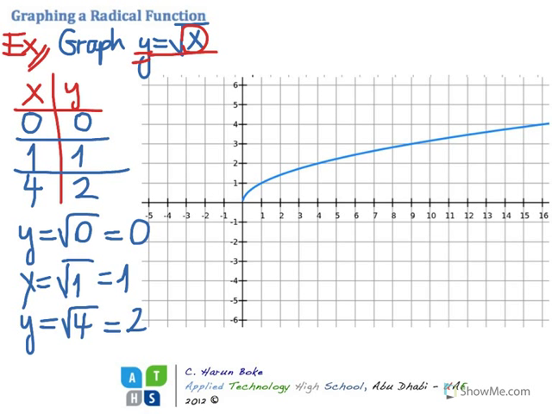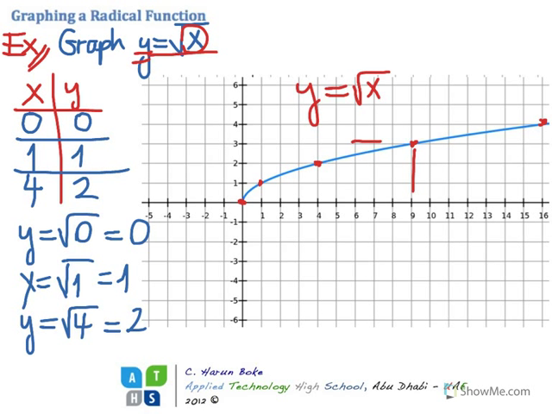Now let's check the points. This is (0, 0), this is (1, 1), and this is (4, 2). So we can find more points, (9, 3), you see, and (16, 4), as this is the function y equals square root of x.